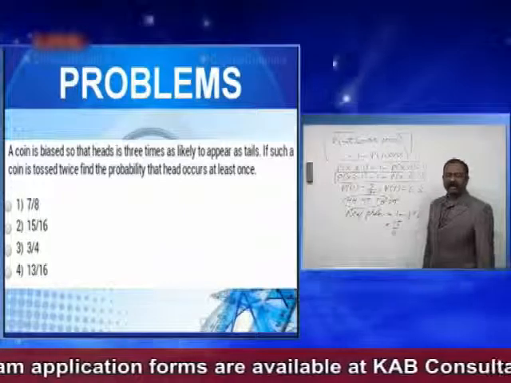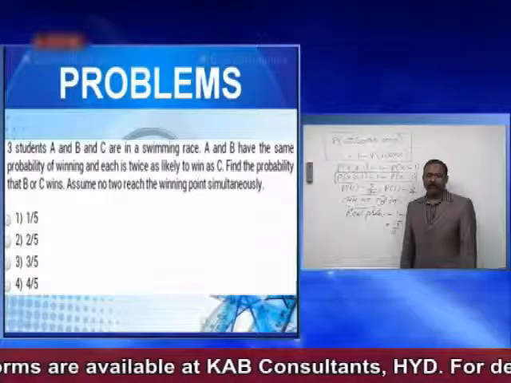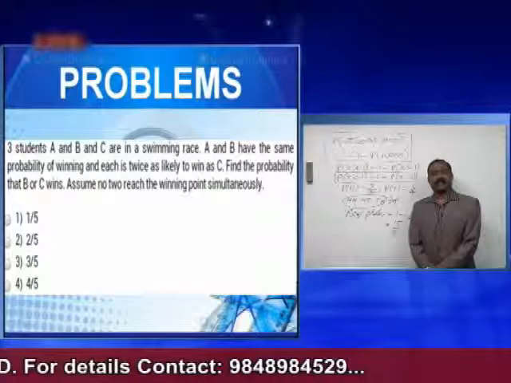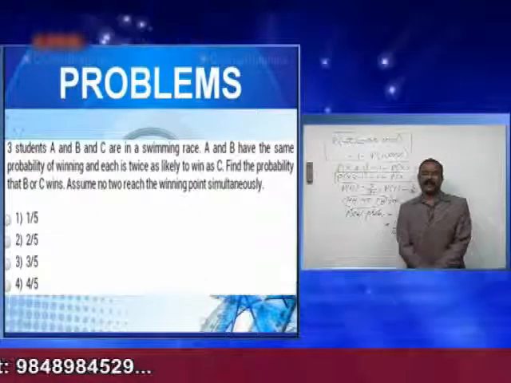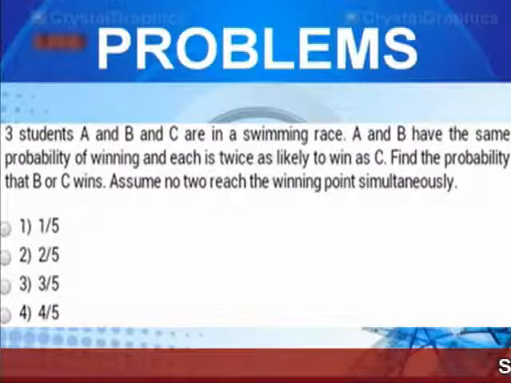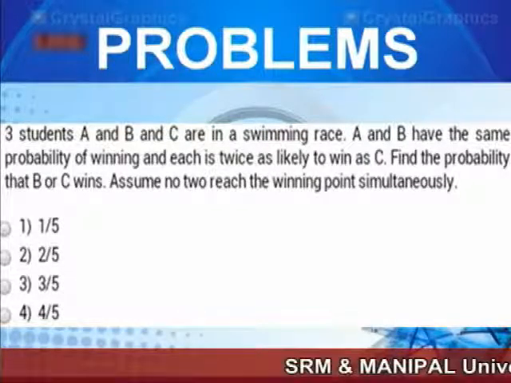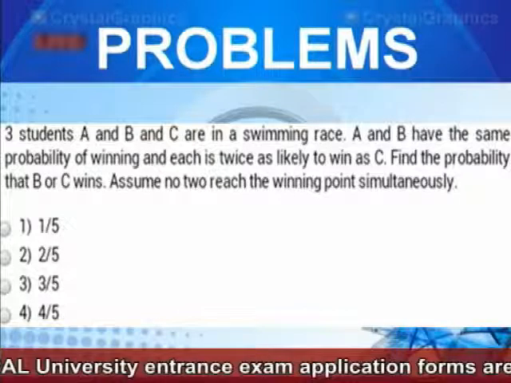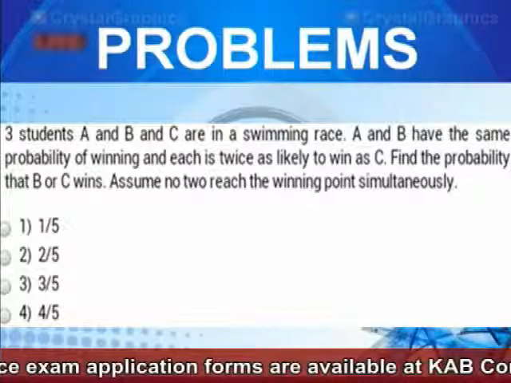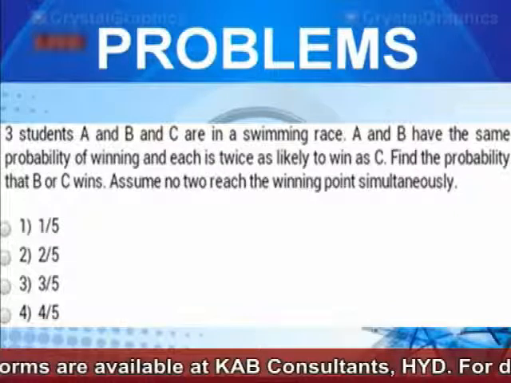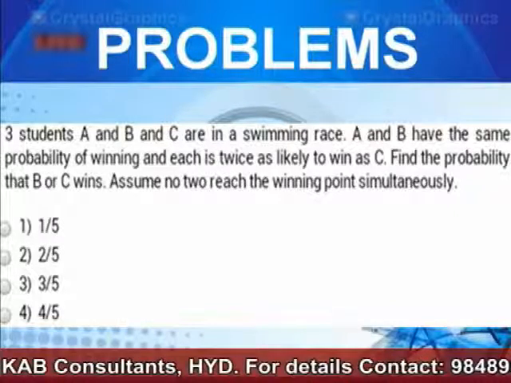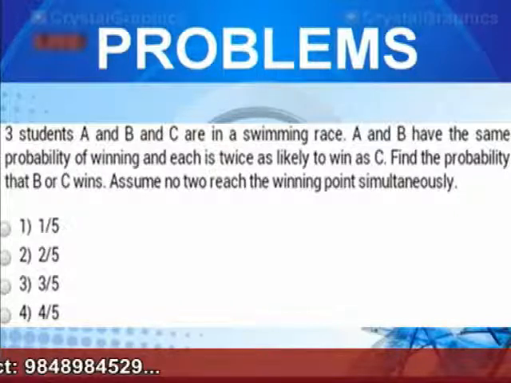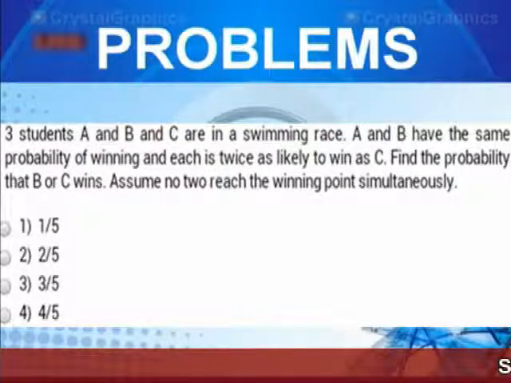Okay. Next. 3 students, just go through that. 3 students, A and B and C, are in a swimming race. A and B have the same probabilities of winning. That means P of A is equal to P of B. And each is twice as likely to win as C. That is, P of A is equal to twice P of C, and P of B is also equal to twice P of C. That is the data given.